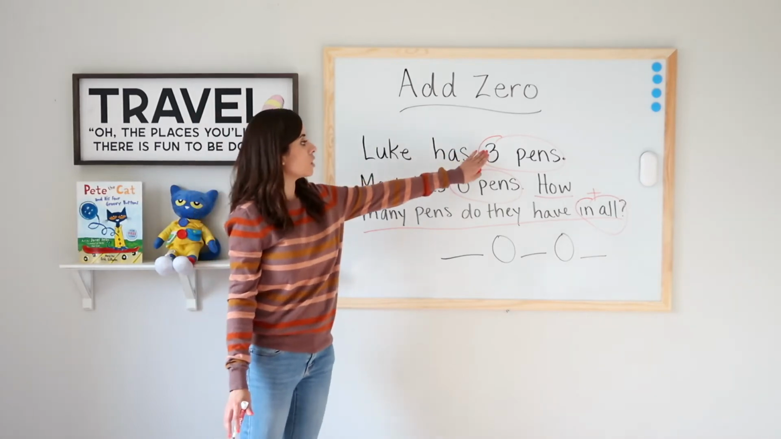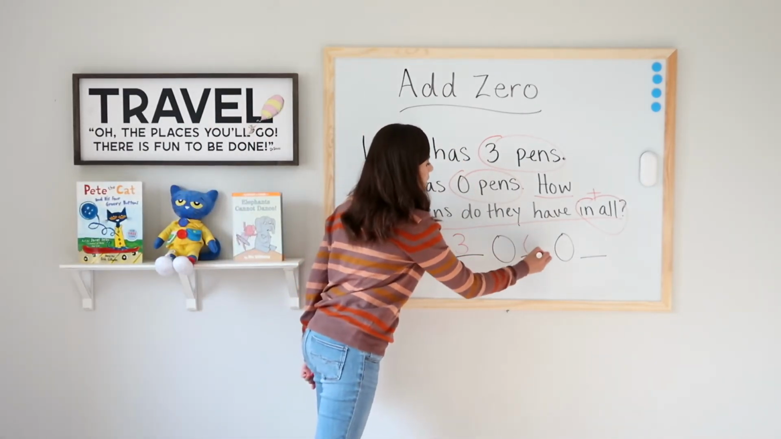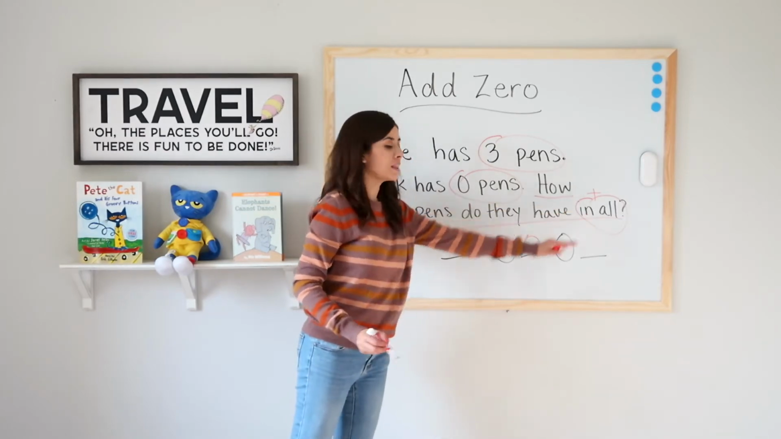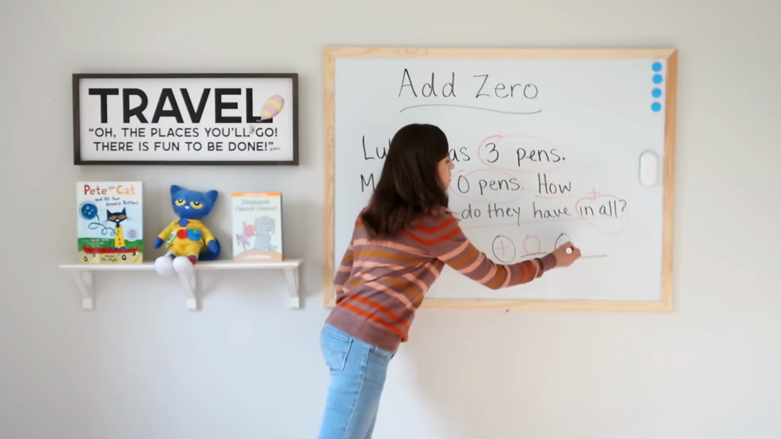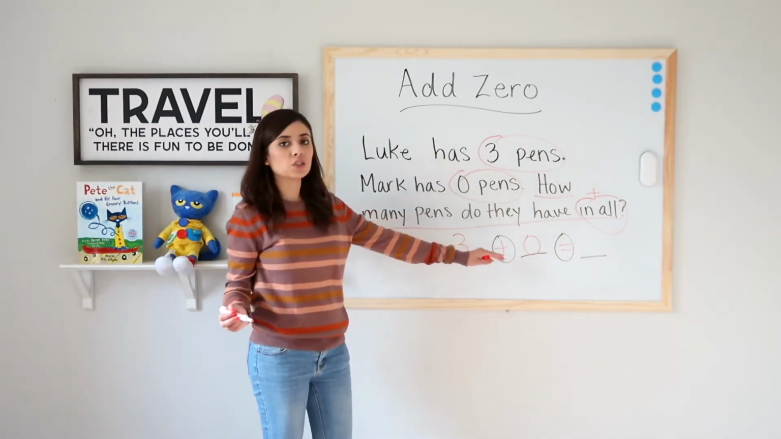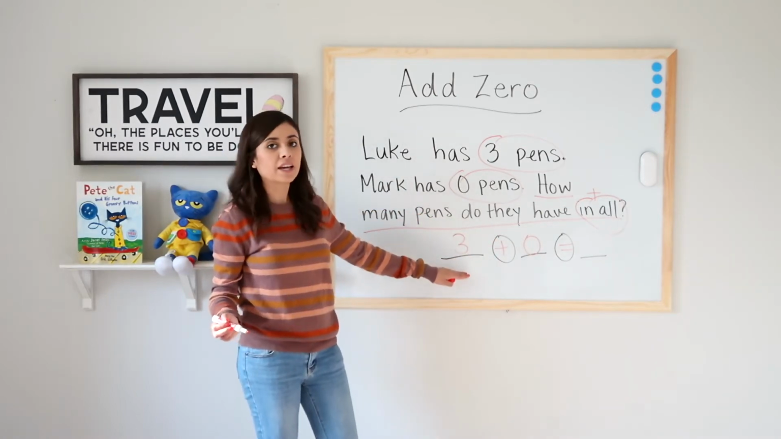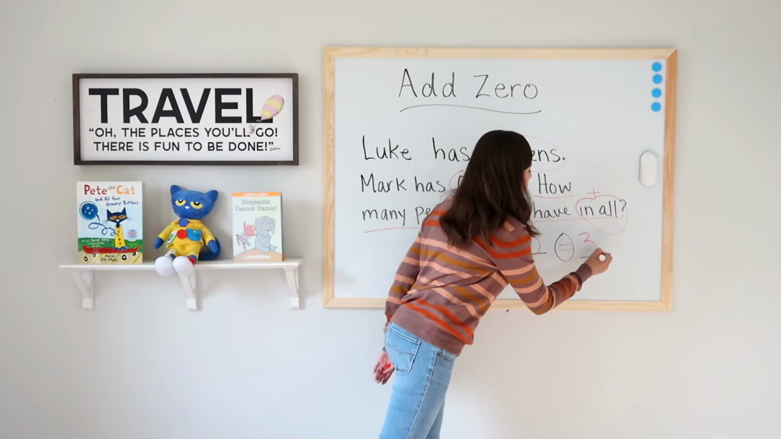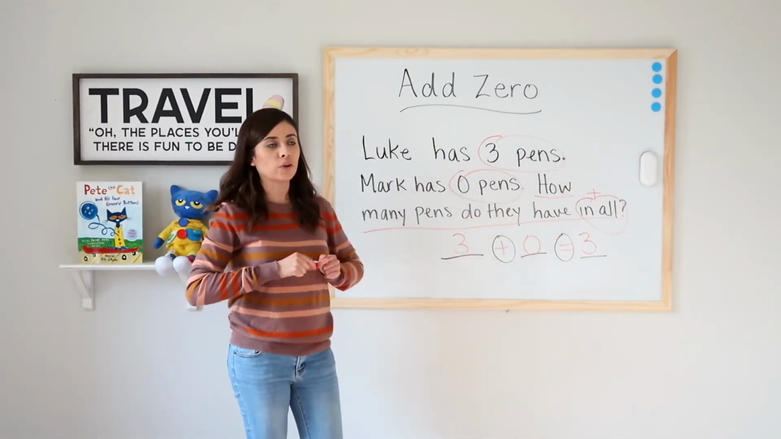So my two parts are 3 and 0. Let's go ahead and write that. 3 and 0. I'm going to add them. So 3 plus 0 equals 3 because when 0 is added to a number, the sum, which is the answer, is that number. So 3 is my answer to 3 plus 0.